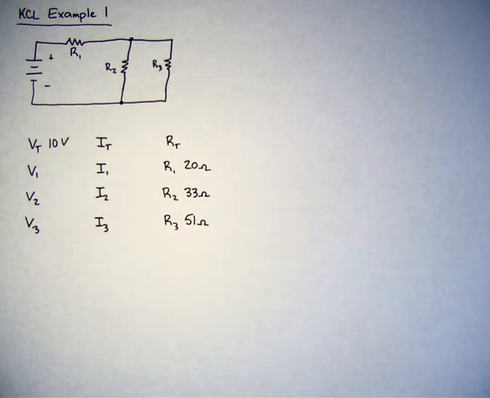This is an example problem of how to use Kirchhoff's current law in order to solve for a combination series and parallel circuit. So you'll notice in here, for this problem, I give you the total voltage, 10 volts, and I give you the three different resistors, R1, R2, and R3.